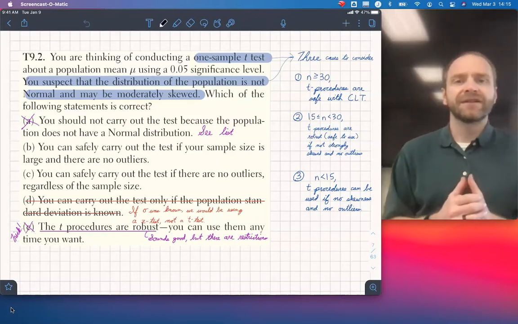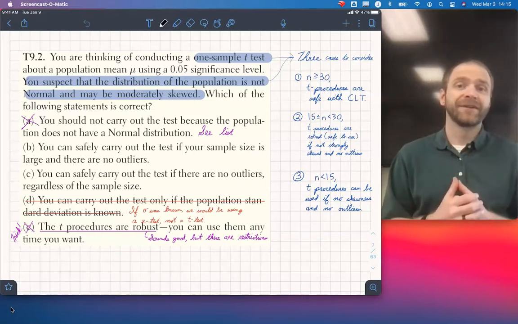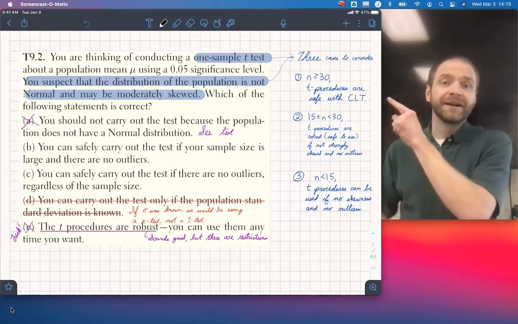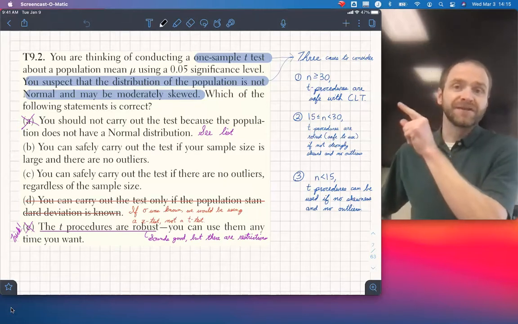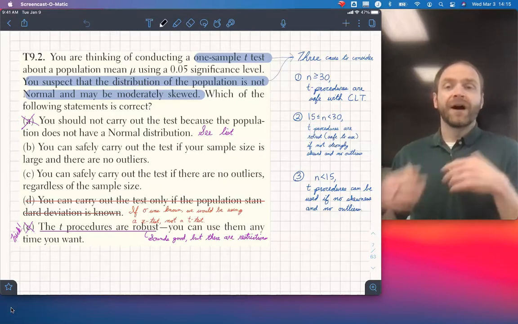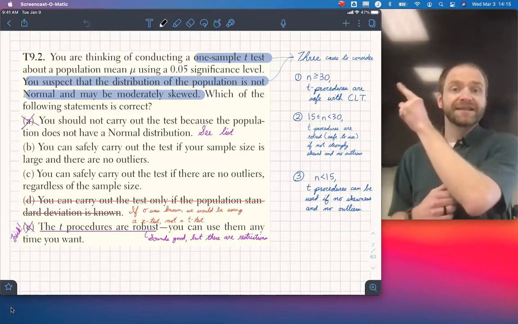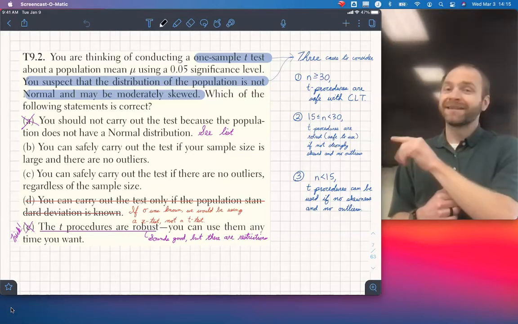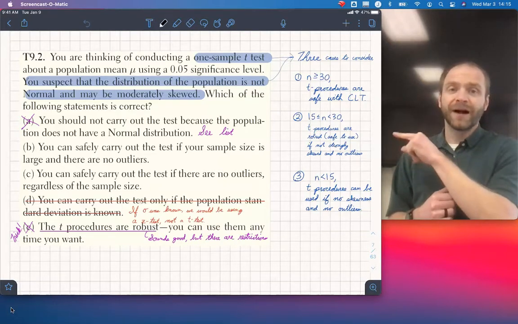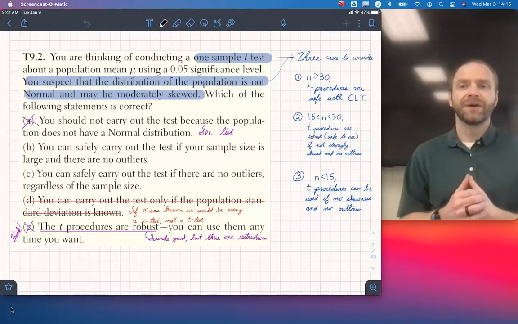A says you should not carry out the test because the population does not have a normal distribution. Well, it does say that in the prompt. But if you look at choice 1 here, it says you can use T procedures if your sample size is large enough. And so it is still possible to use T procedures. Or if your sample size is not large enough, hey, you know what? Does it not have a strong skewness and are there no outliers?